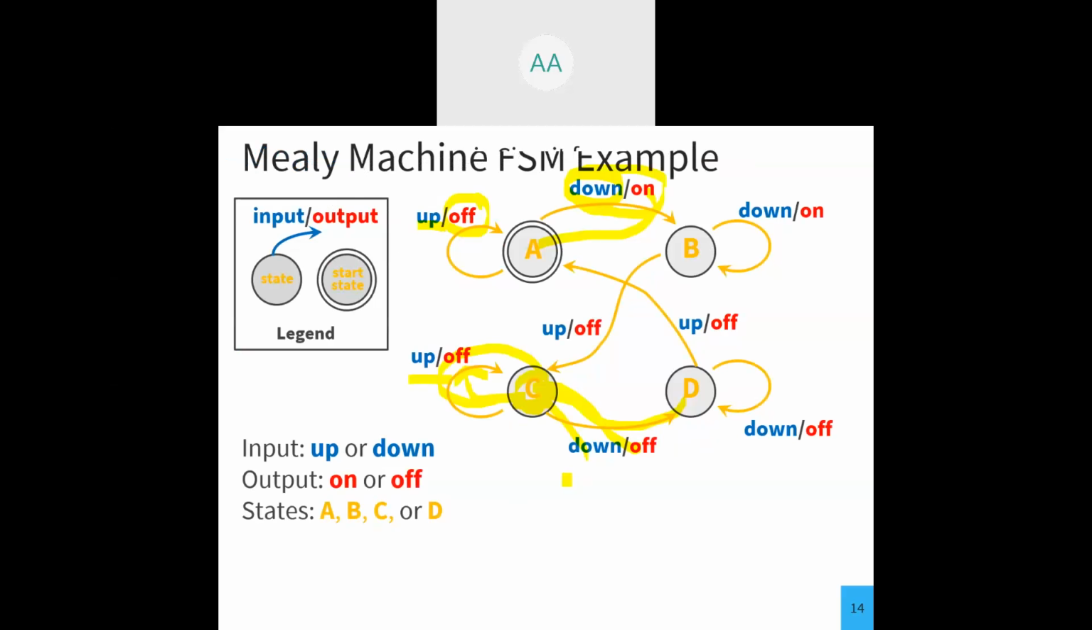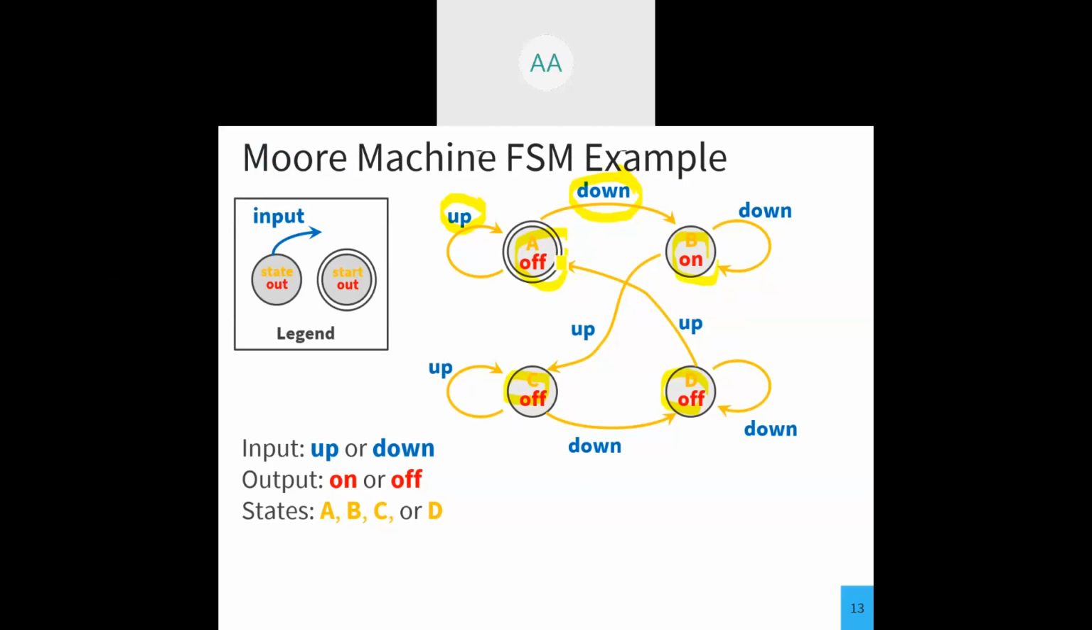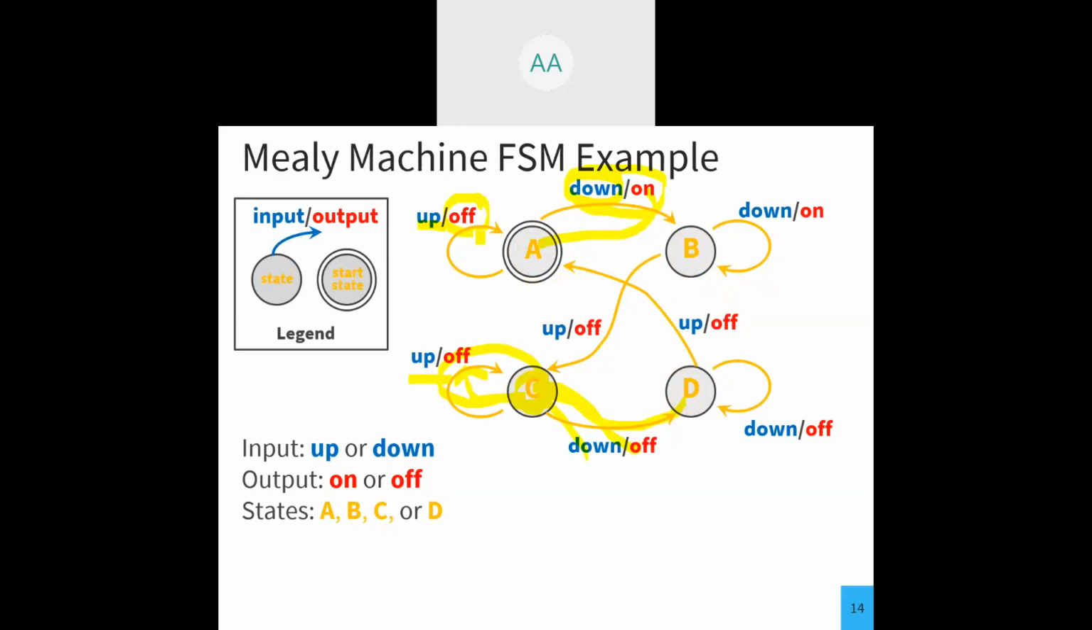For the Moore machine, the outputs are inside the circle: off, on, off, on. But for the Mealy machine, the output is with the input, because the output now depends on both the current state and the input.